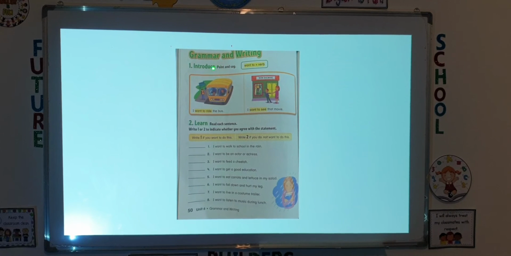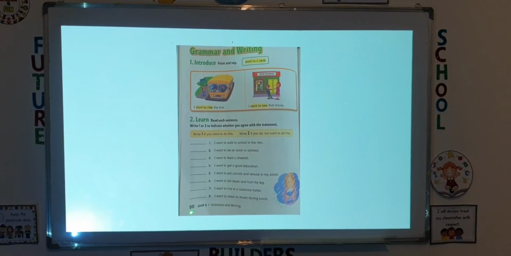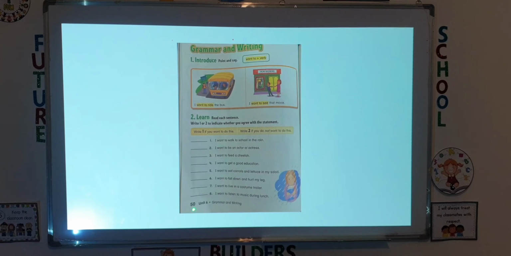Now I want you to open your student books at page number 50 and look at the pictures and the examples. Look at the first picture. Look at the boy. What does he say? I want to ride the bus. On the second picture, on my right, I want to see that movie. He's expressing his desire that he wants to see that movie.